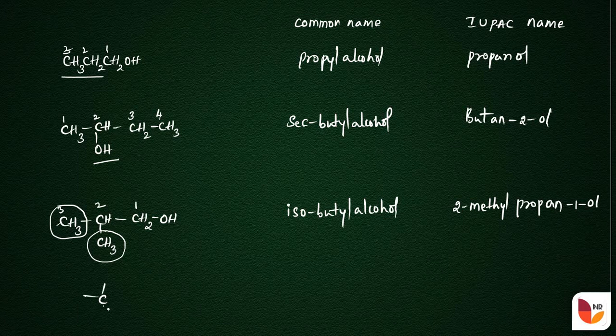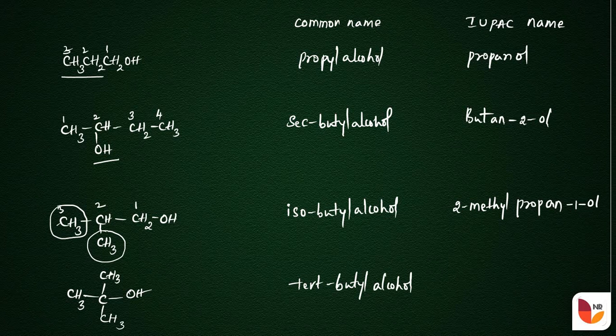And let us take one more example, that is CH3, CH3, CH3, and it is OH. So according to the common system, the hydroxyl group is attached to the tertiary carbon atom, that is, tertiary means the hydroxyl group-attached carbon does not contain any hydrogens. So it is to be represented as tertiary and it contains 4 carbon atoms. So it is butyl, tertiary butyl and attach the word alcohol, tertiary butyl alcohol.